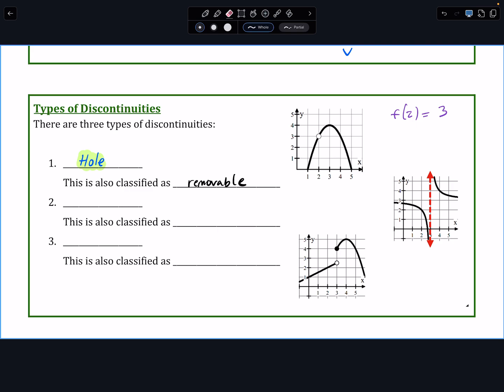What's the middle one? What's that red line? Specifically, what type? Vertical asymptote, good. So vertical asymptote we can abbreviate as VA. So unfortunately, unlike the hole, I can't remove it. So this is what we'd classify as non-removable.